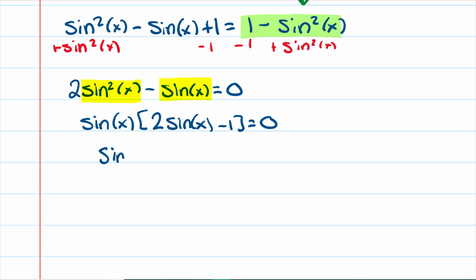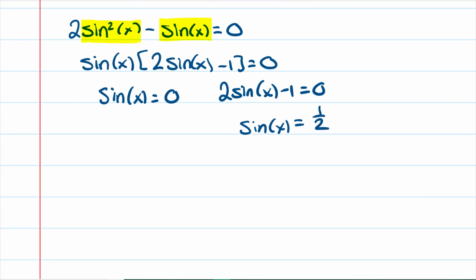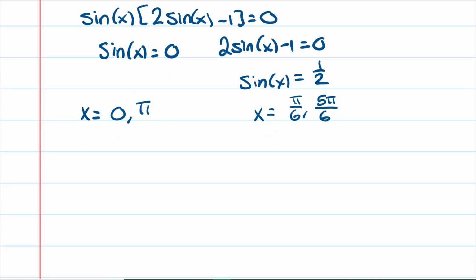So then using my zero product property, I set both of these equal to 0. 2 sine of x minus 1 equals 0. I'm going to solve this one to get sine of x by itself, and I get sine of x is 1/2. And then sine of x is equal to 0 at 0 and pi, and sine of x is equal to 1/2 at pi over 6 and 5 pi over 6. So putting them all together, you get x equals 0, pi over 6, 5 pi over 6, and pi.